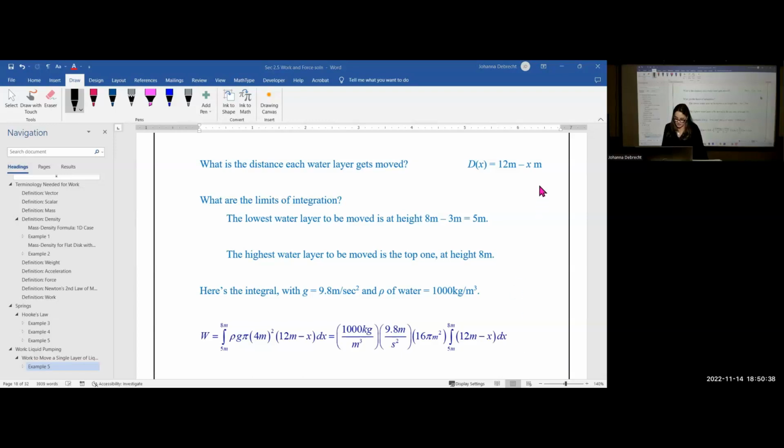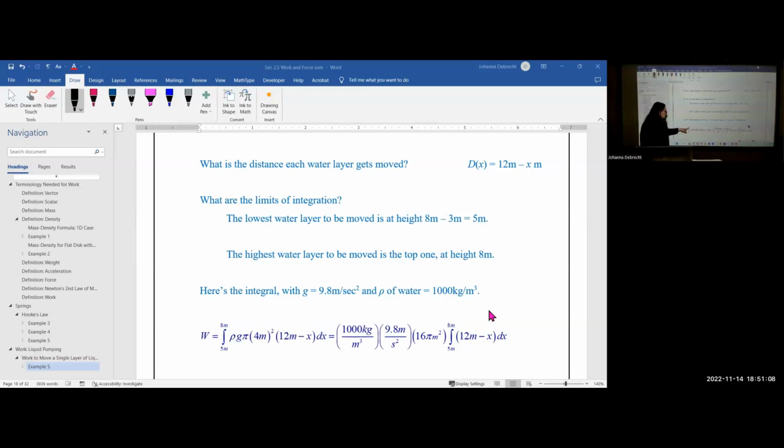So now we have this expression right here, 12 meters minus x meters. Our limits of integration are given by the water levels that we're moving. The lowest water level I'm moving is the top 3 meters. So 8 meters minus 3 meters is 5 meters. And then the top layer that I'm moving out is at 8 meters. So I'm moving from 5 meters to 8 meters. And now I can go ahead and set up the integral.